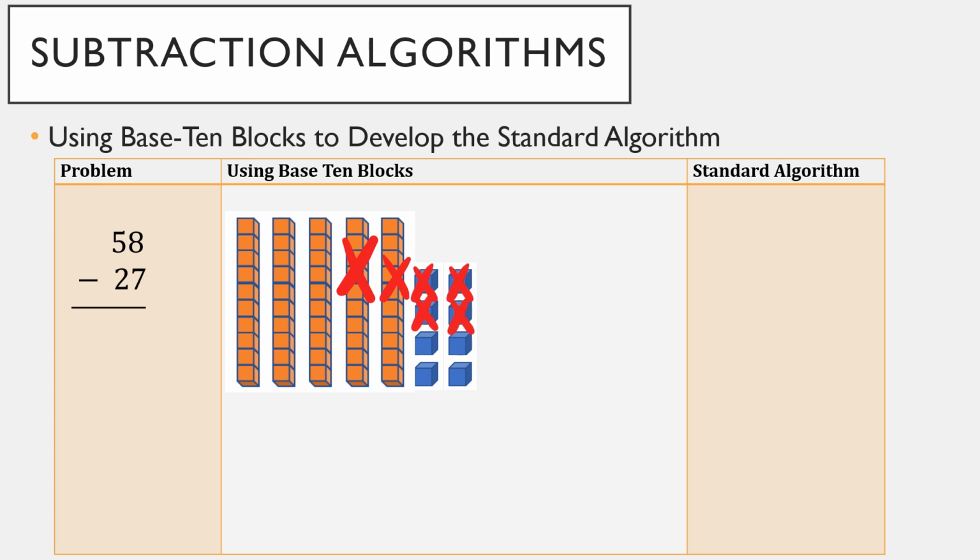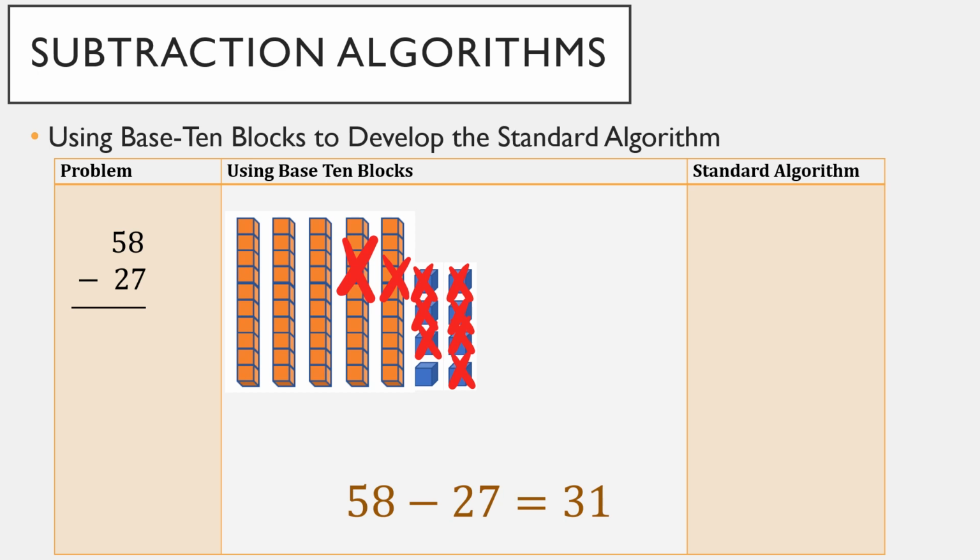3, 4, 5, 6, 7. All right, so we took away 7 1s. And then you just look at what's left. All right, so count up what's left. We have 3 10s and we have 1 1. All right, so that's 31.